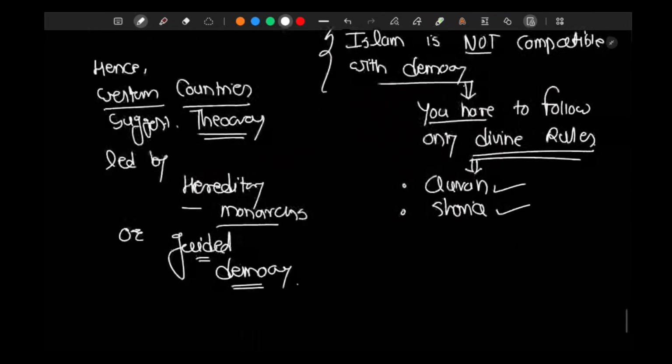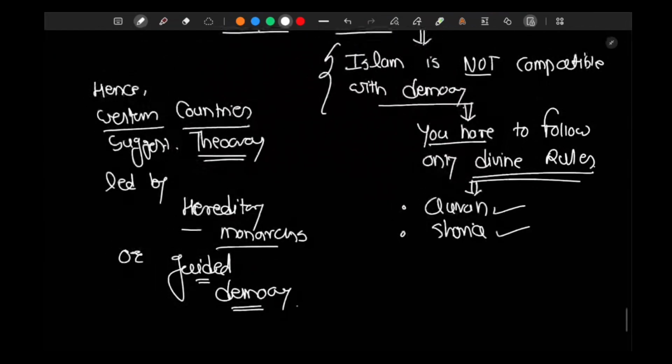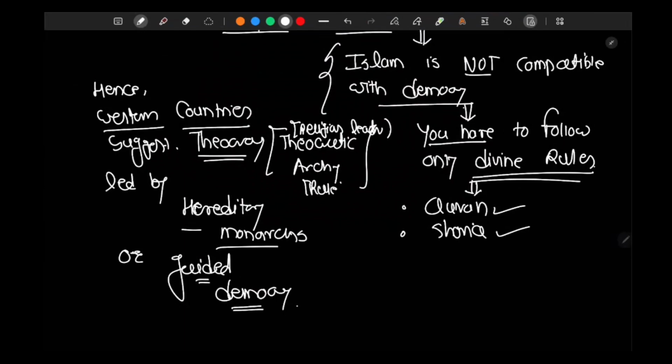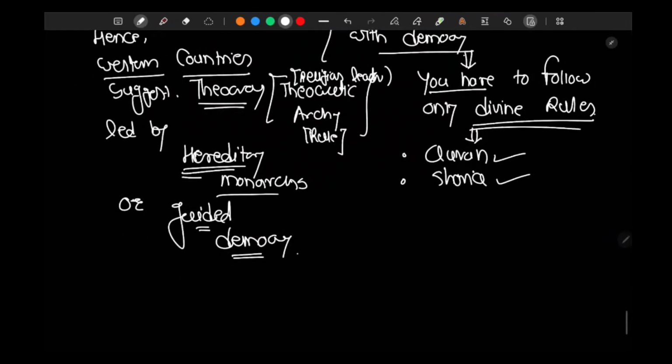What is theocracy? What is a hereditary monarch? What is guided democracy? I will explain in brief. Theocracy, two words, etymological approach: theo and cracy. Theo is basically religious leaders. Rule of religious leaders is theocracy. Hereditary monarchs are hereditary and monarchy. As simple as that, right? Saudi Arabia has a hereditary monarchy.